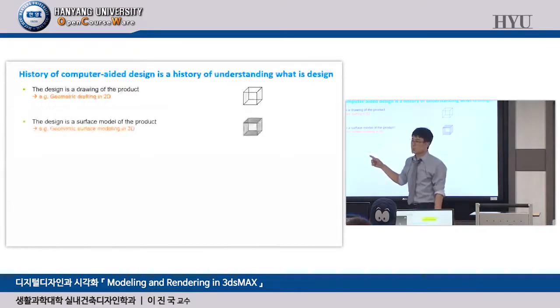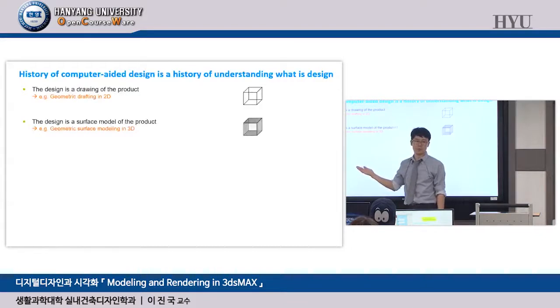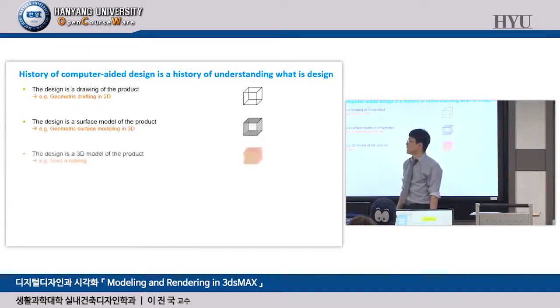But some smart people invented the 3D surface-based model approach. Surface-based 3D representation. It's 3D. You can rotate this box. You can see top view, front view, section, and so on. Geometric surface modeling in 3D. That is the so-called surface-based 3D model. Even smarter people suggested and implemented the 3D solid modeling approach.